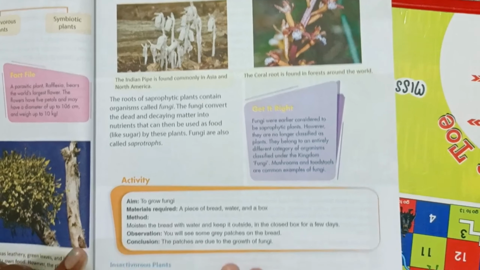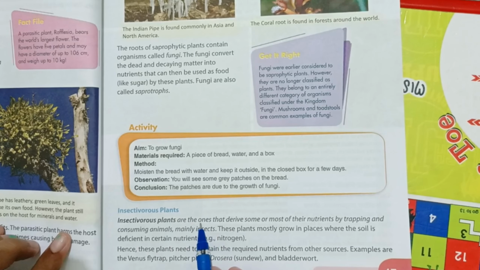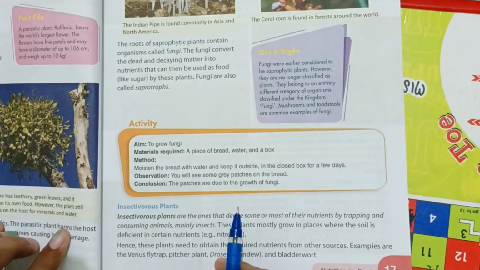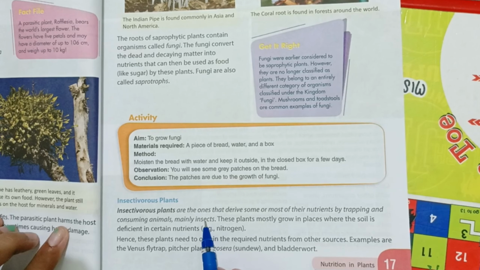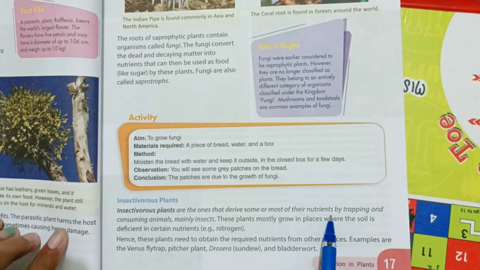Now next let us move on to the insectivorous plants. Insectivorous plants are the ones that derive some or most of the nutrients by trapping and consuming animals, mainly insects. I have told you already about the insectivorous, or I said the carnivorous plants, because they depend on the insects. Like Venus flytrap and pitcher plant, these plants eat the insects for their nutrition.